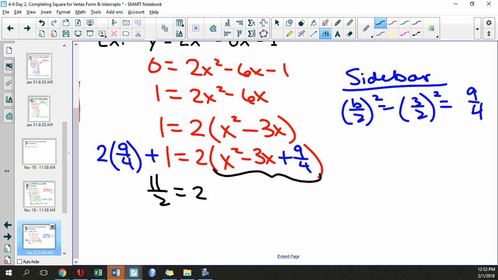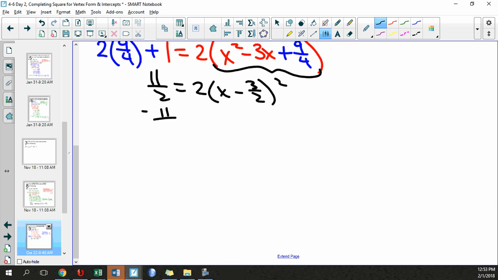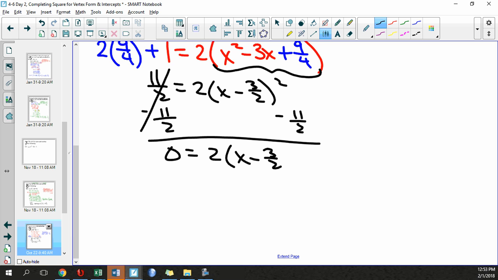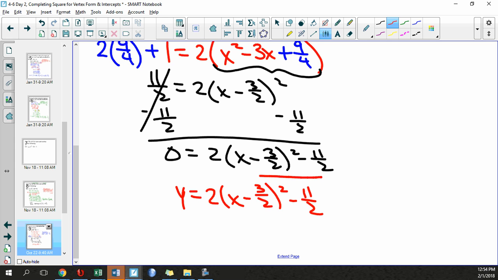And what do these 3 terms turn into? x minus 3 over 2 squared. Am I done? What do I do? I have to take that 11 over 2 over to the other side. So I have 0 is equal to 2 parentheses x minus 3 over 2 squared minus 11 over 2. And what do I do? You have to wait a second. Put your y back in there. So y equals 2 parentheses x minus 3 over 2 squared minus 11 over 2.